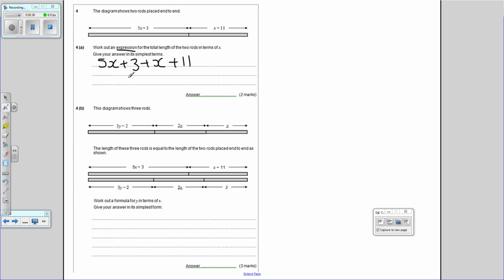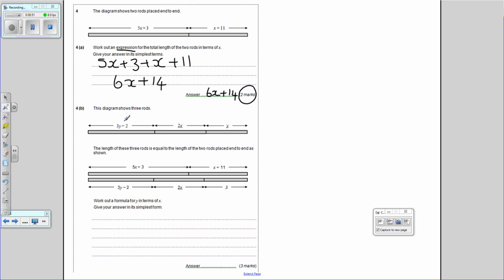So collect the x's together: 6x. Collect the numbers, positive 3, positive 11, positive 14. So that there, 6x plus 14, that's your final answer, 2 marks.